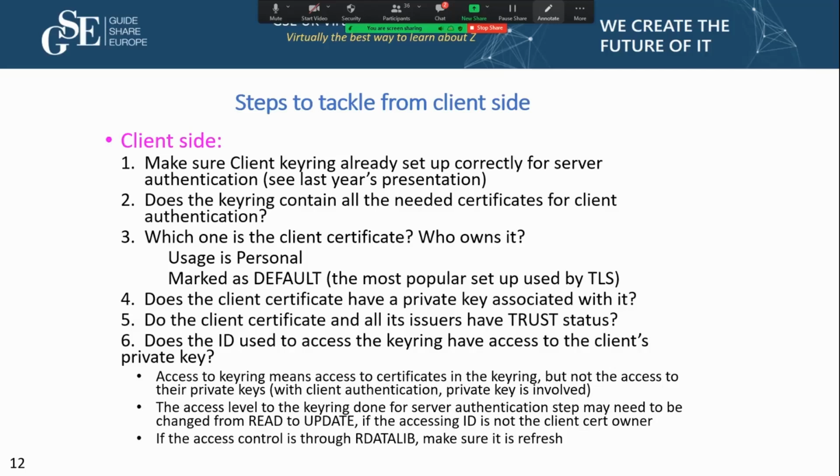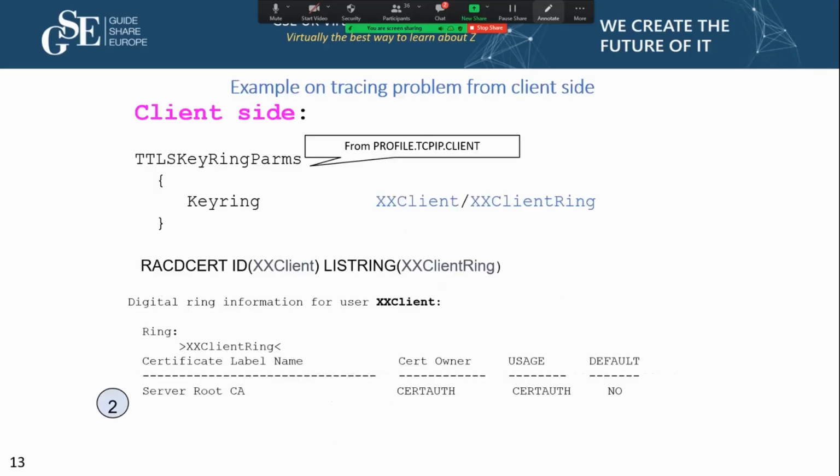So the access level to the keyring done for server authentication step may need to be changed from read to update if the access ID is not the client's owner. Also, if the access control is throughout data life, make sure it is refreshed. Let's use an example to illustrate those steps.